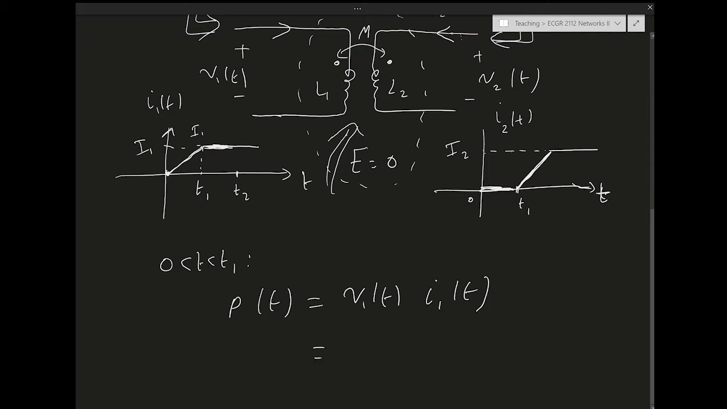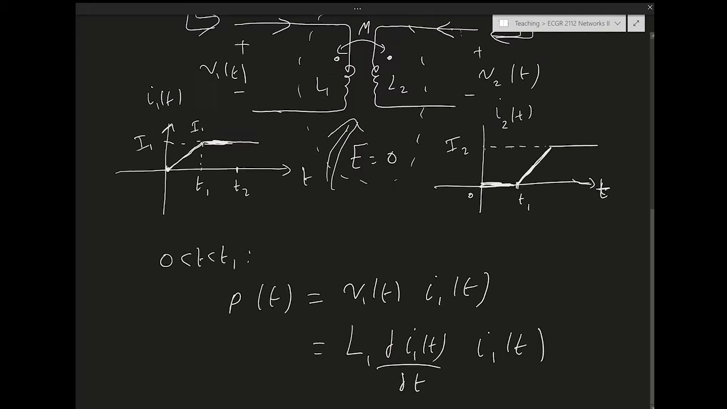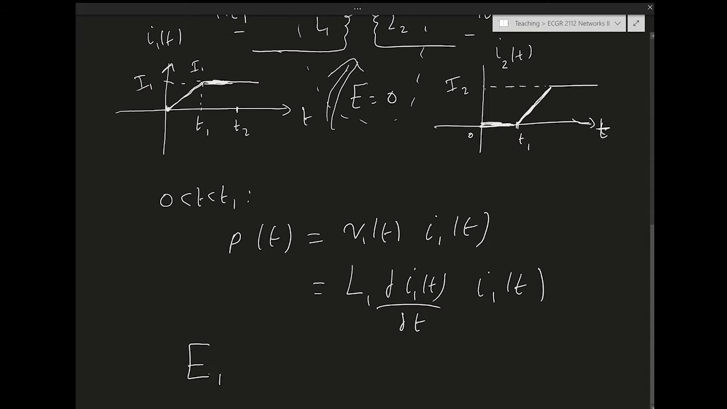And we know that in this case V1 relates to I1 using the self-inductance formula. There is no mutual component because I2 is 0. So it's going to be L1 di1/dt times I1 of t. So the energy E1, the energy that gets accumulated in the configuration for t from 0 to T1, is just the integral from 0 to T1 of p of t dt.